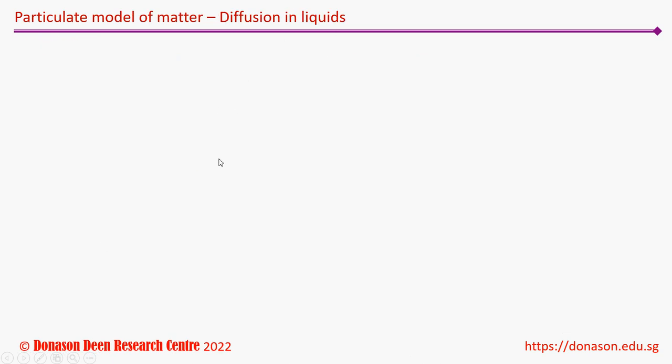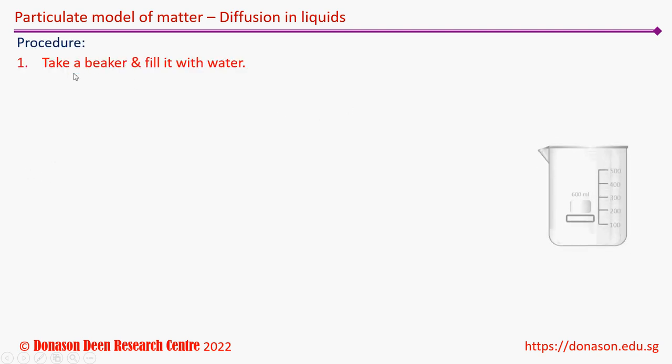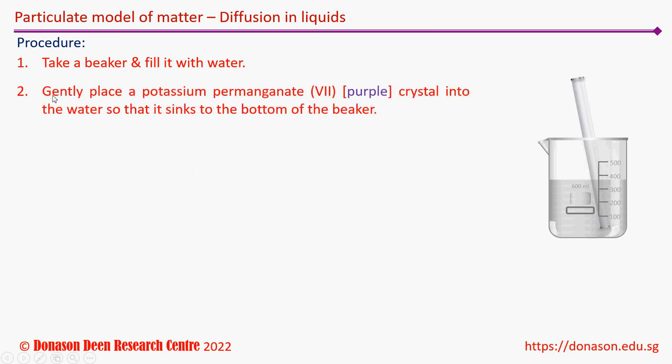Let's look at another experiment in which we can demonstrate diffusion in liquids. The procedure to follow will be, first we're going to take a beaker and simply fill it with water. Then next we're going to take potassium permanganate(VII) crystals. The reason why we are choosing potassium permanganate(VII) crystals is that, one, it is purple in color, so it's easy to see.